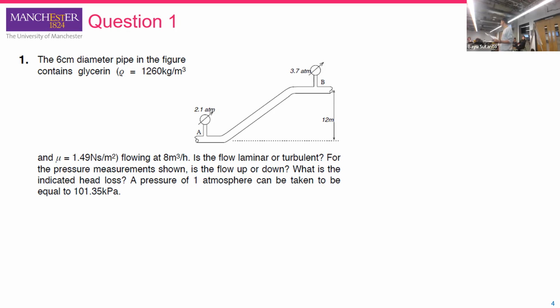We need to define laminar or turbulent, and define the direction, whether the flow goes up or down. And the last is the effective flows. We assume the pressure of 1 atmosphere, so this is the information about the 1 atmosphere, 2.7, 2.1, and 1 atmosphere can be taken as around 1 bar.